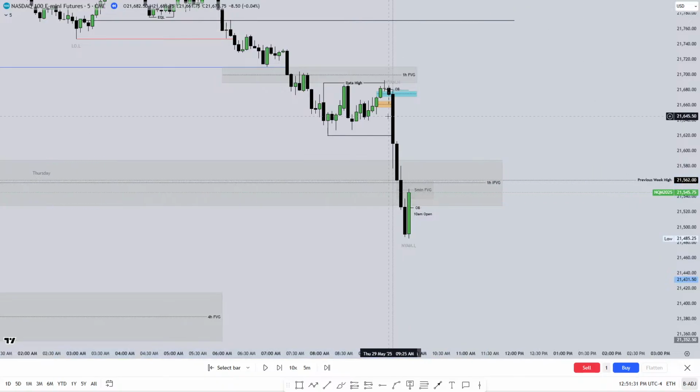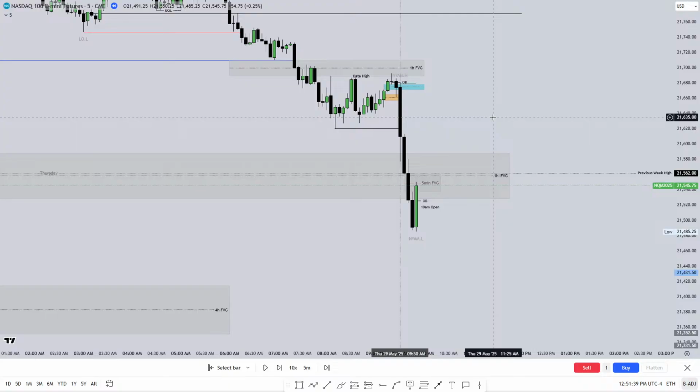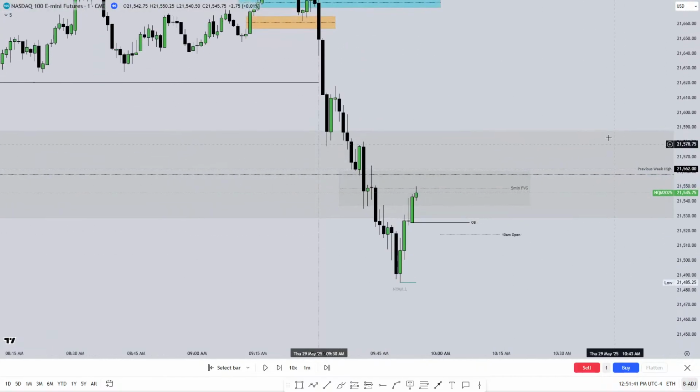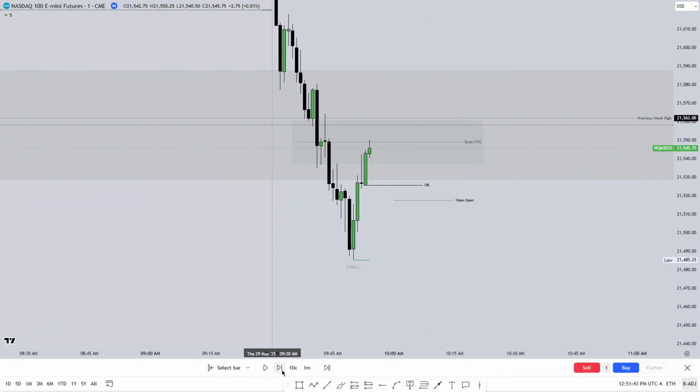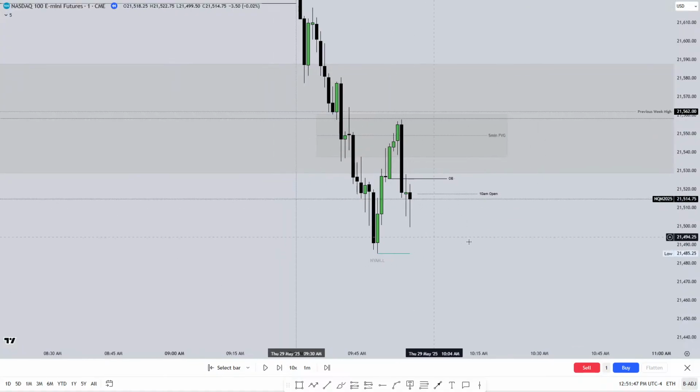So this is how you can anticipate breakaway gaps. I don't want to see price come up here. I want to see its respect to the lower portion of this hourly fair value gap and this 5 minute right here. So we trade up into that. Big displacement lower. There's a 1 minute right here.